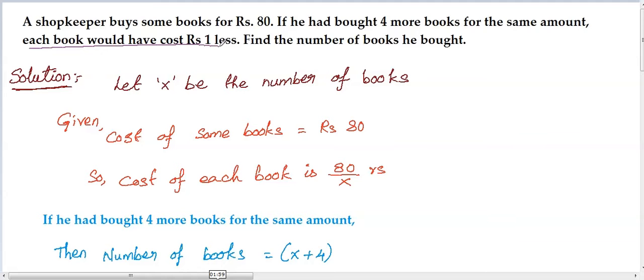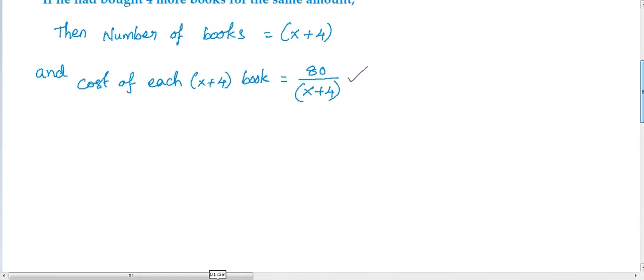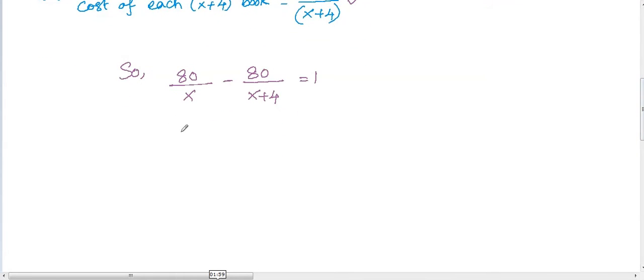Also given, if he purchased 4 more books for the same amount, each book costs 1 rupee less. So we can write the equation as 80 divided by x minus 80 divided by x plus 4 equals 1. Now solve for it. Take the LCD and solve for x. LCD is x into x plus 4.